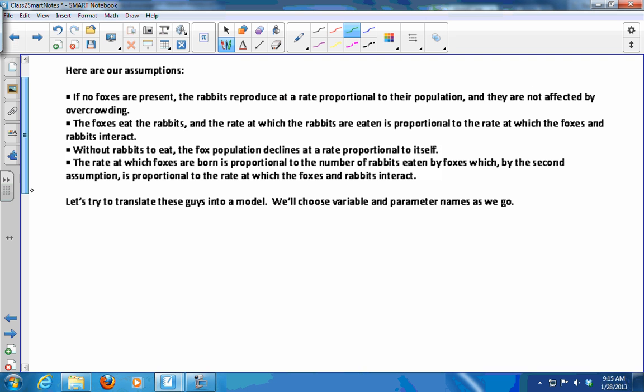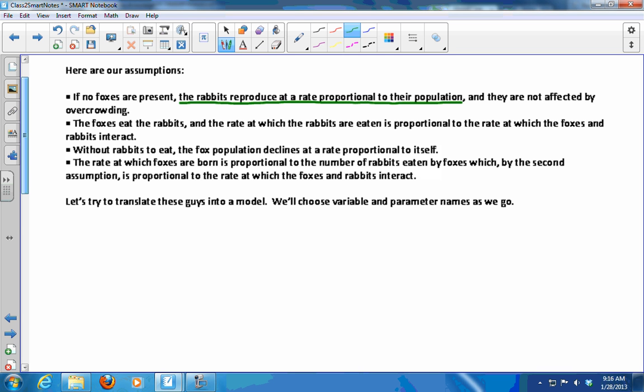Okay, so here are our assumptions. We have 4 now. We went from 1 to 2 to 4. We'll just keep complicating the model till we've captured everything that we think is important. So if no foxes are present, the rabbits reproduce at a rate proportional to their population, which is the Malthusian model. That's the simplest first one. If there are no foxes, we're just going to assume that they follow the Malthusian model and that they're not affected by overcrowding.